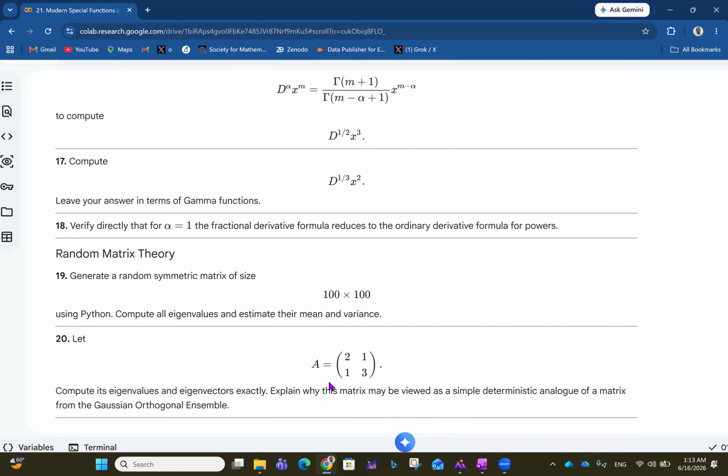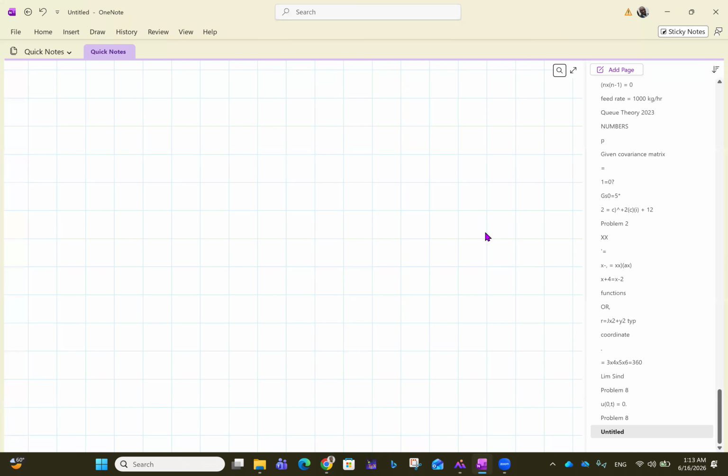So you see 20: let A be the matrix with rows 2, 1 and 1, 3. Compute its eigenvalues and eigenvectors exactly. Explain why this matrix can be viewed as a simple deterministic analog of a matrix from the Gaussian orthogonal ensemble. So these are the things we're going to be dealing with. Let's go ahead and do that: problems 16 and 20.